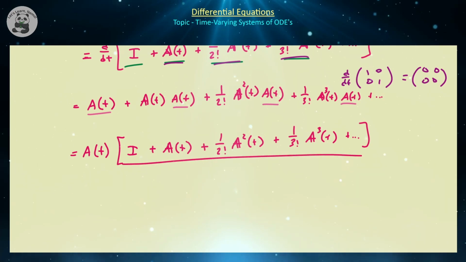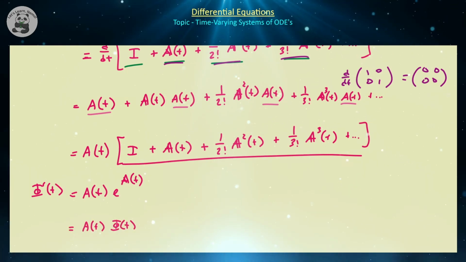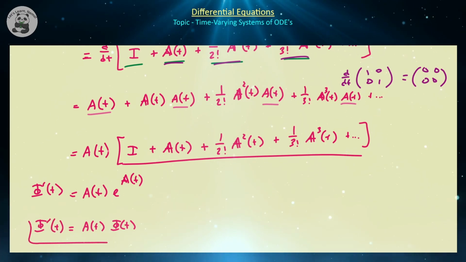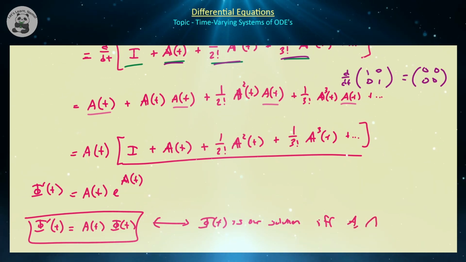But this is just the exponential of script A of t, so we're just going to be left with A of t times e to the script A of t, but we know that that's already equal to phi. But keep in mind what this equation was equal to. This was the derivative of phi, so that means this is just going to be equal to A of t times phi of t. So if this is the case, that means that phi of t is our solution. And that's true if and only if A and script A commute. So isn't that quite nice?